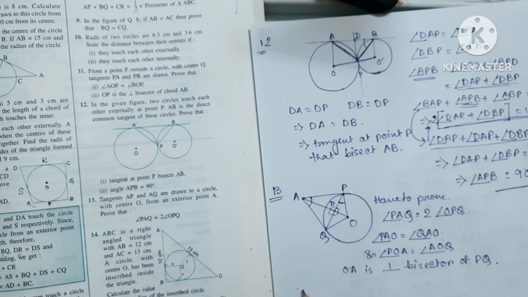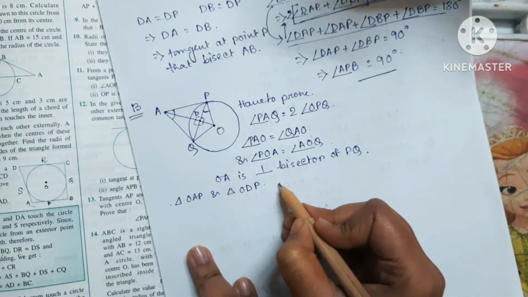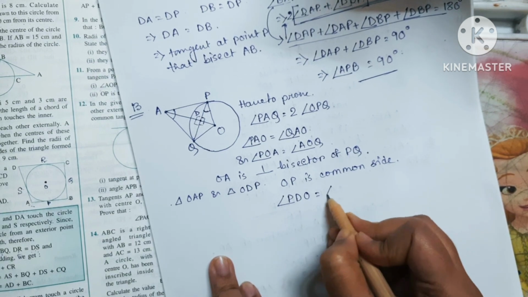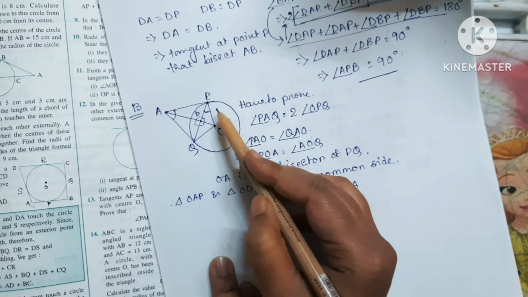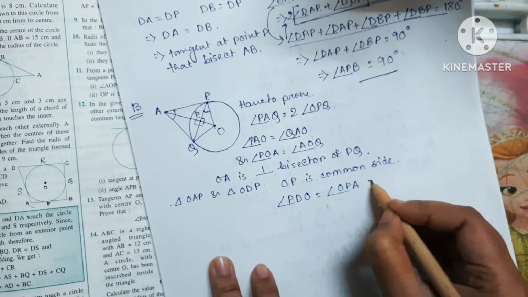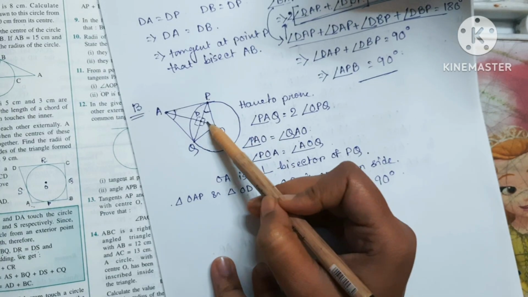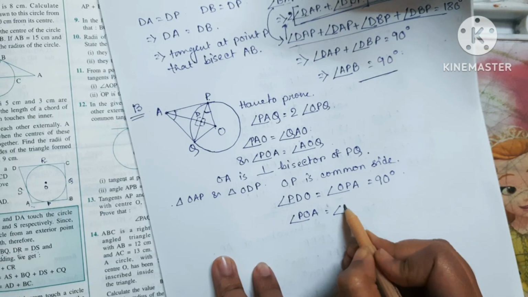So in case of these two triangles, triangle OAP and triangle ODP, what happens? OP is the common side, and angle PDO is equal to angle OPA. Since this is a tangent, angle OPA is 90 degrees, so this is equal to 90 degrees. And one angle is also common: angle POA is equal to angle DOP.